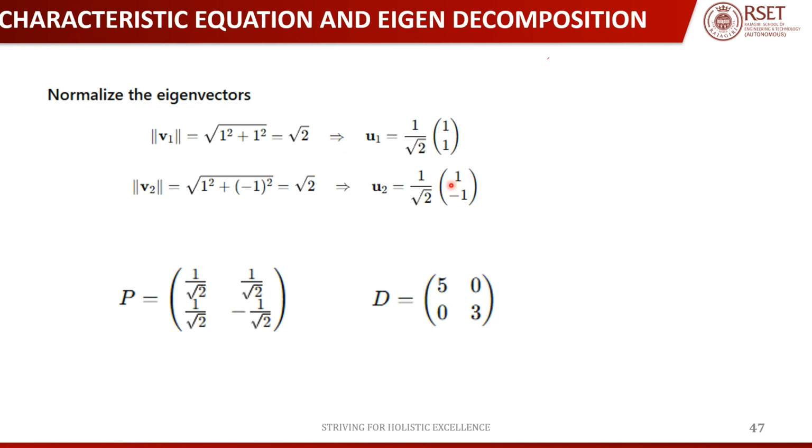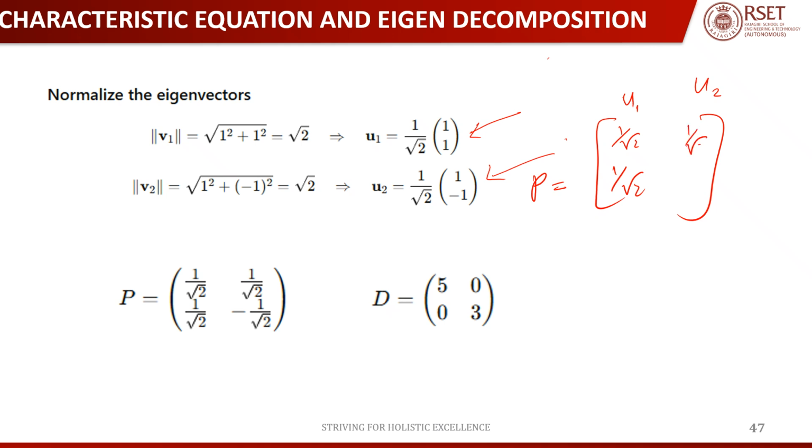Now to form p, in the initial case, we'll just write the eigenvectors as the first column and the second column. But instead of the eigenvectors, we write the vectors which were divided by the norm. So p is formed by the first column given by the first normalized eigenvector, which is 1 by root 2, 1 by root 2. This is u1. And we write u2 as the second column, which is 1 by root 2 and here it is negative 1 by root 2. So this will be our p. This is the way to find p only in the case of a real symmetric matrix.